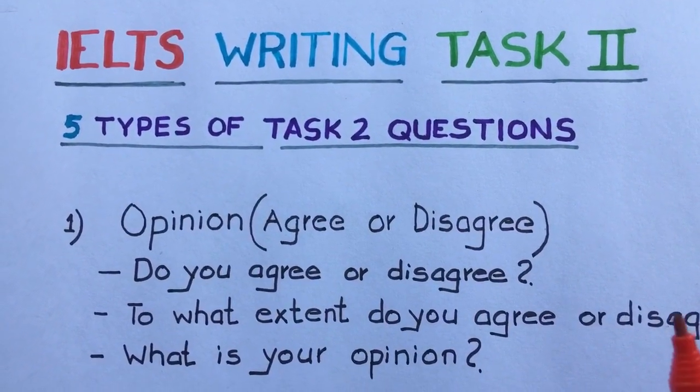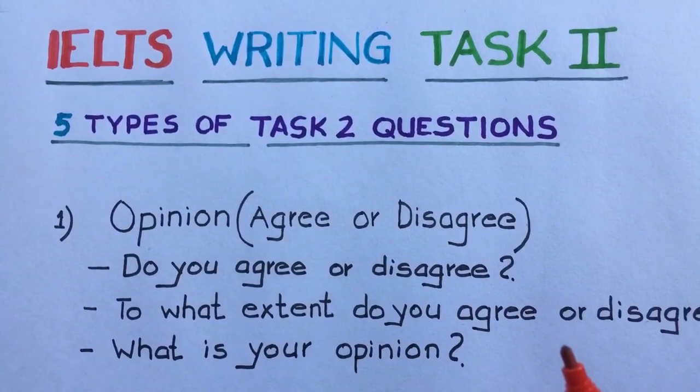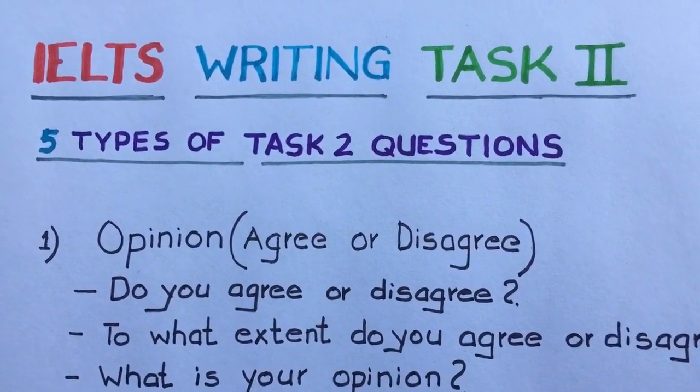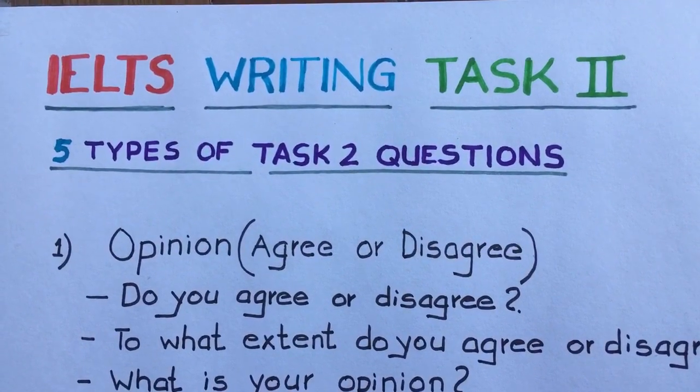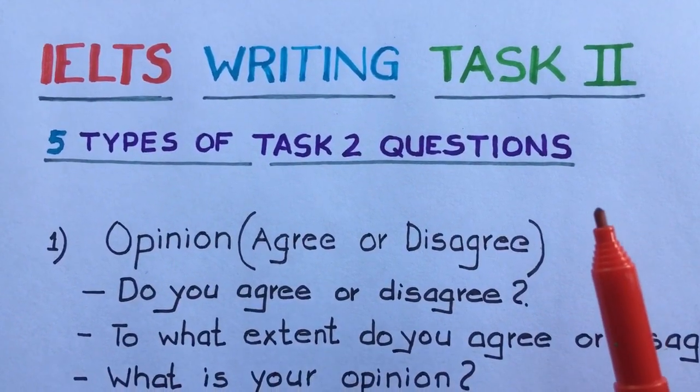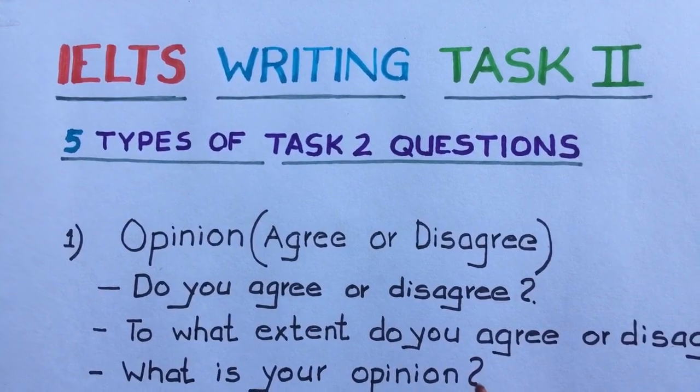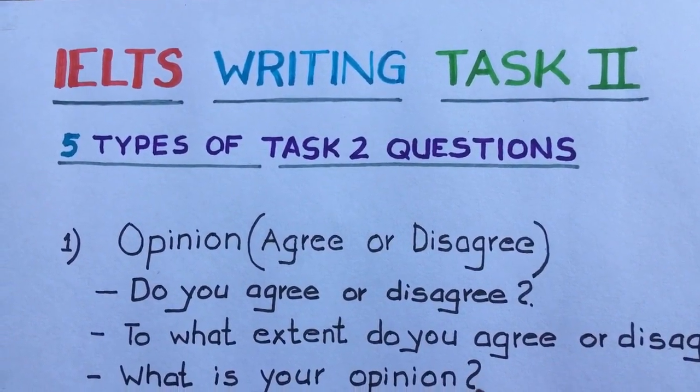And in task 2 you have to write a lot because it's 250 words, right? For task 1, you have to write only 150 words and the data is given, so you can write easily. But task 2 is different. You have to write by yourself. Your ideas are very important.